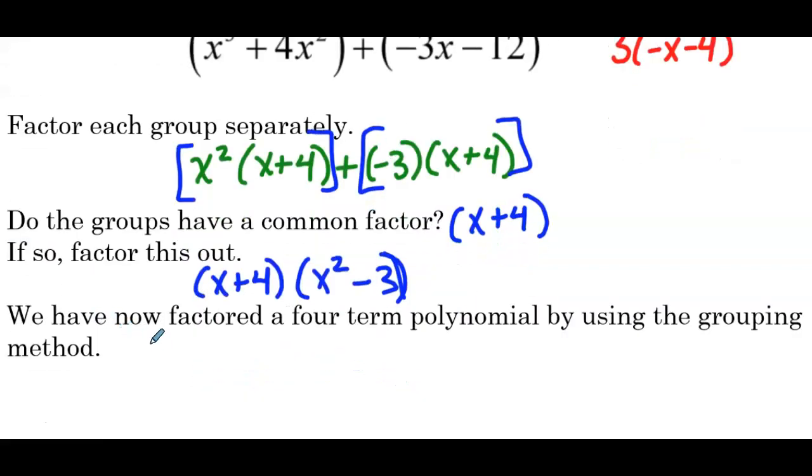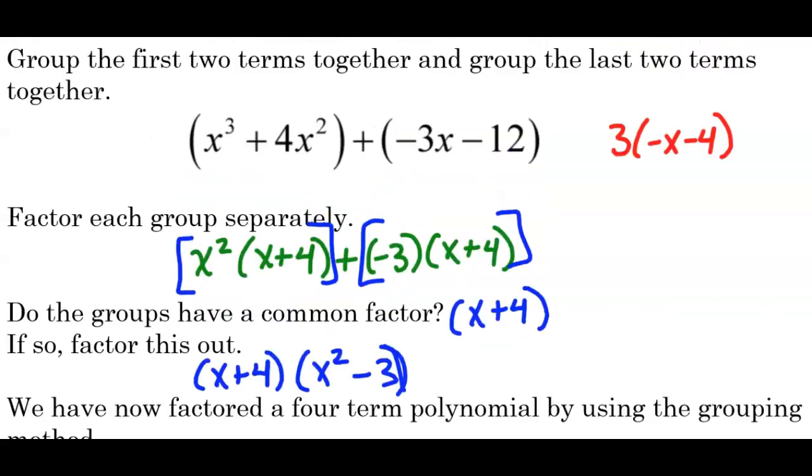Okay, so we have now factored a 4-term polynomial by using the grouping method. So let's run through that quickly again. We're going to start with our 4-term polynomial, and we're going to group 2 terms together at a time. So let's say the first 2 and then the last 2.